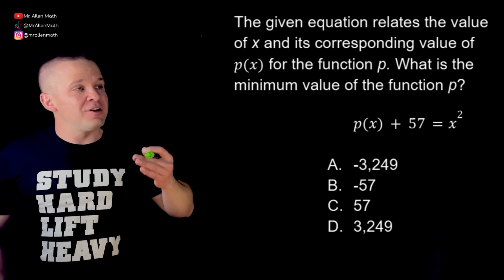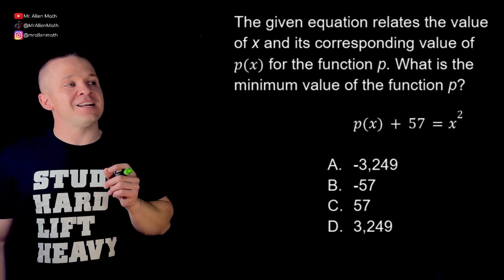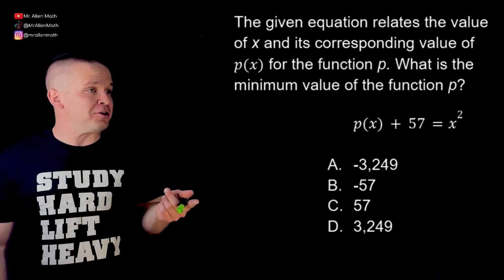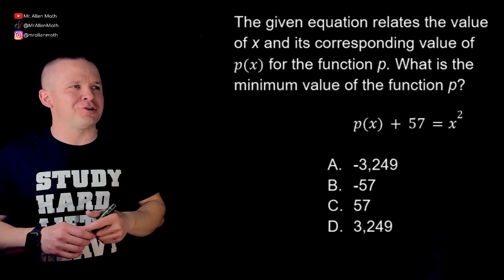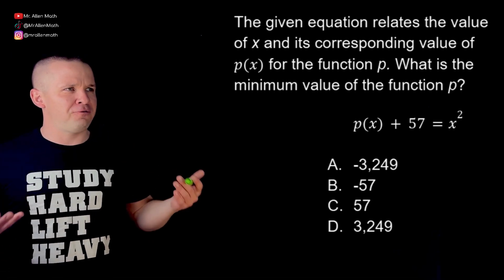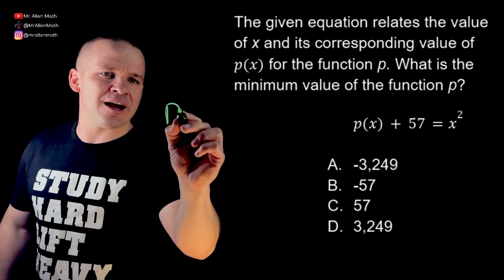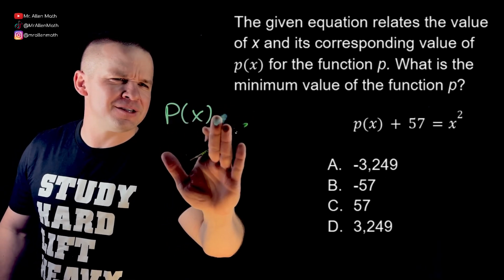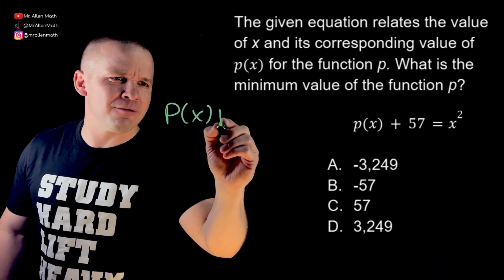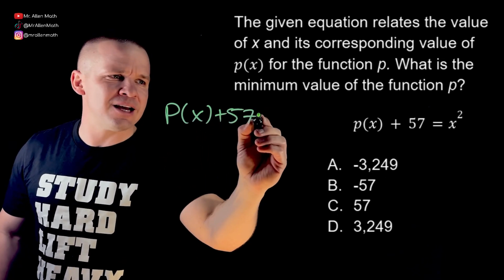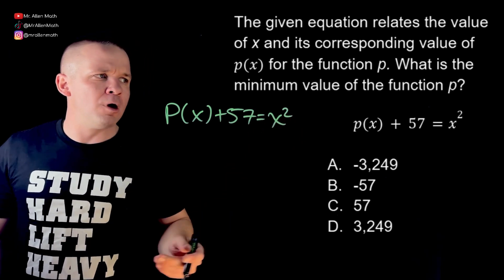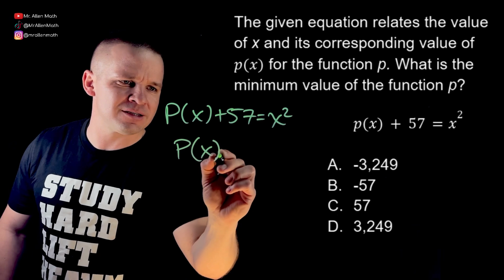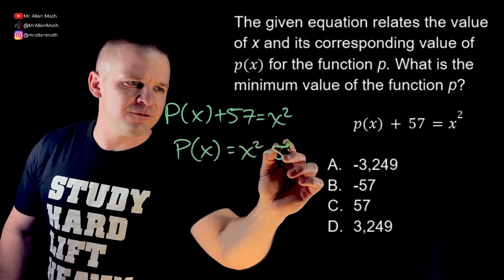All right, the given equation relates the value of x and its corresponding value of p of x for the function p. What is the minimum value of the function p? So a lot of these different questions here, but they're all in different forms. And I've got this p of x plus 57 equals x squared. Interesting. That's kind of weird right there, right? To have the p of x not by itself. Well, what if I just rewrite it, right? Like what if I just did p of x equals x squared minus 57?